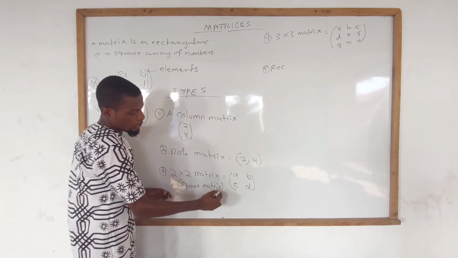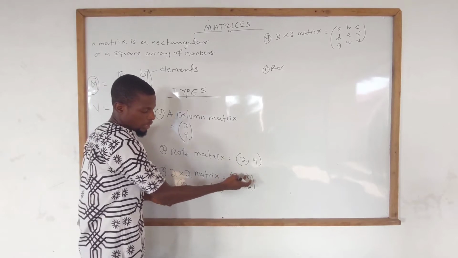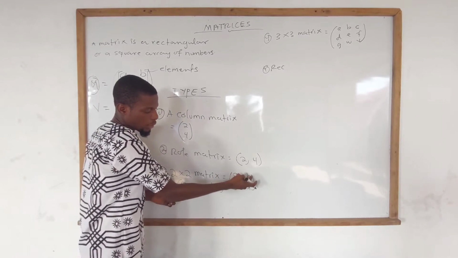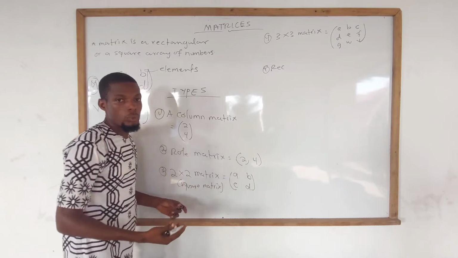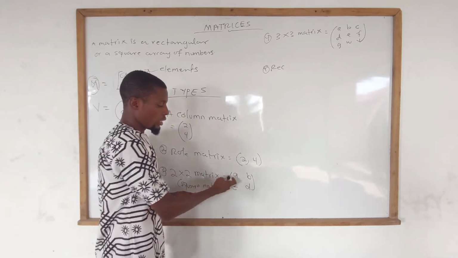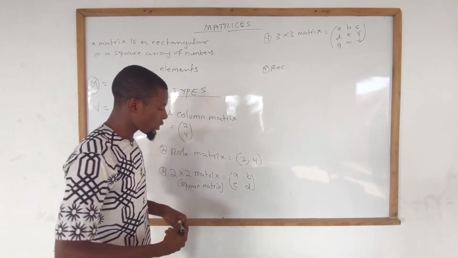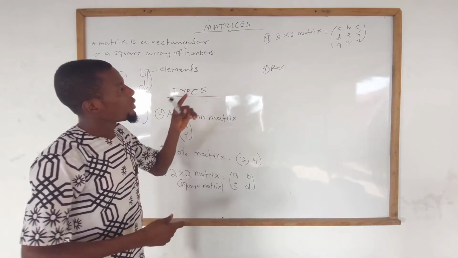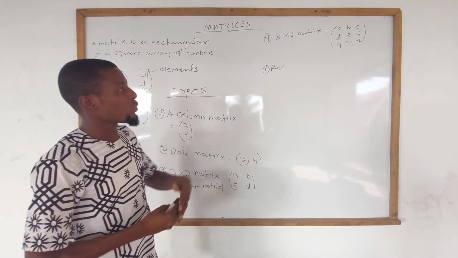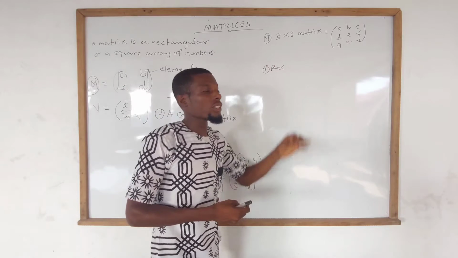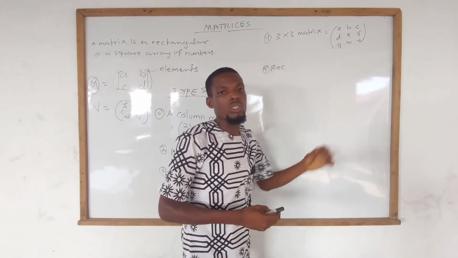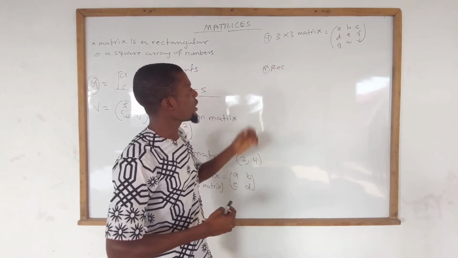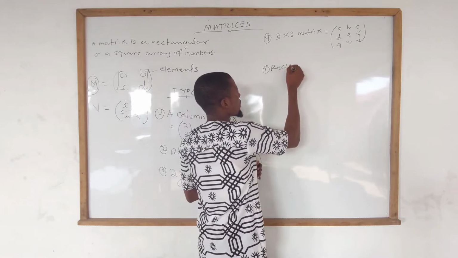It is called a square matrix because the number of elements in a column is equal to the number of elements in a row. And we all know that for a square, both the length and the width are equal. So a 3 by 3 matrix can also be said to be a square matrix, because the number of rows is equal to the number of columns. You see that?